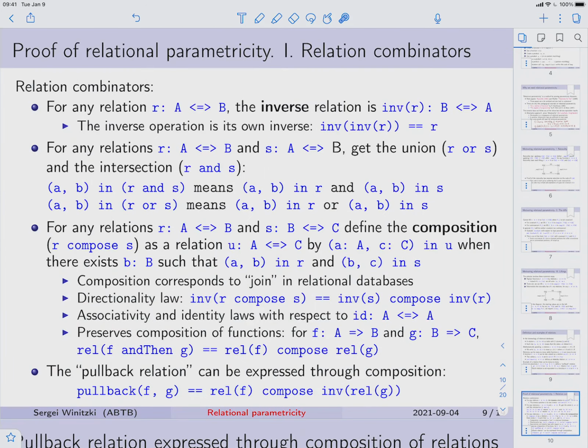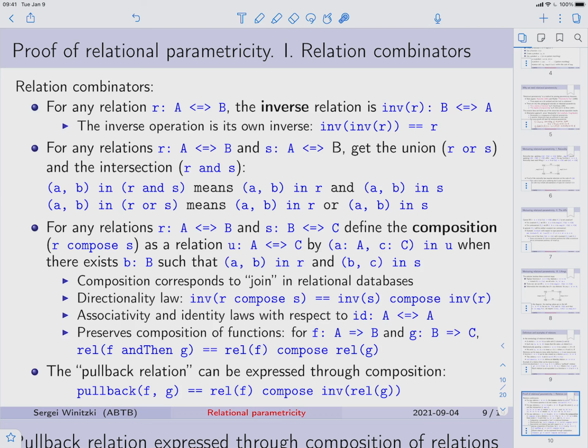So there are other ways of defining relations using relation combinators. If you have already some relations, then you can combine them and make new relations out of them. So here are the relation combinators. For any relation R, we have an inverse relation, which is B to A. Well, this is kind of trivial. We just change the order of A and B.